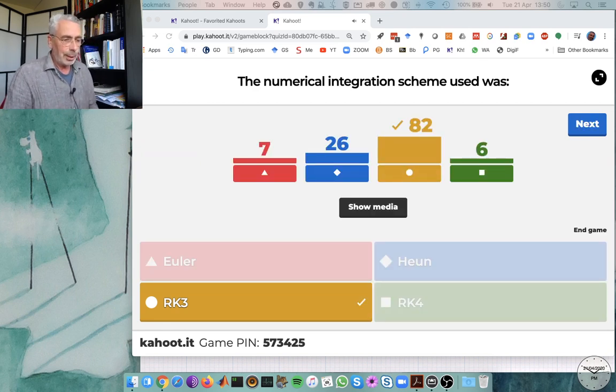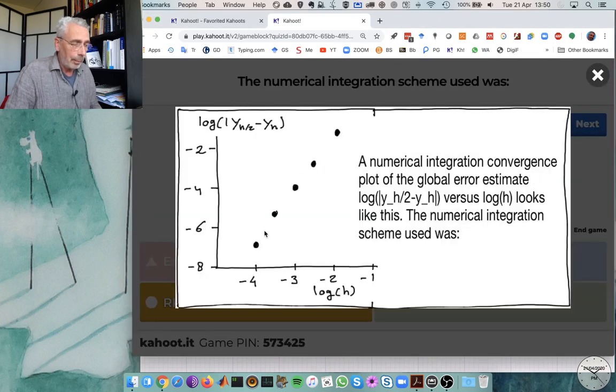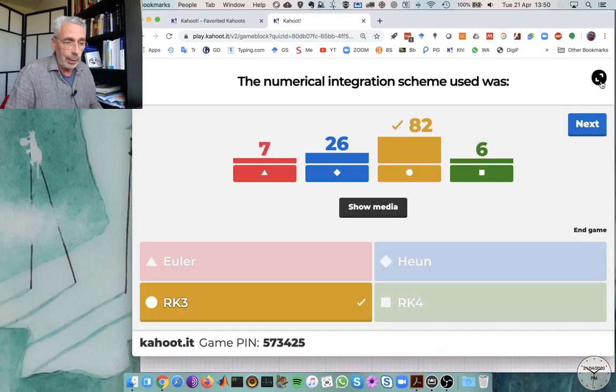Okay, everybody answered. Yeah, it's an RK3 scheme, and it's easily shown. If you look at the slope and you guess, then on one horizontal one you see 3 vertical ones, meaning that the global error is order 3. So we have an RK3 scheme. Very good. I don't know why people said the other option.